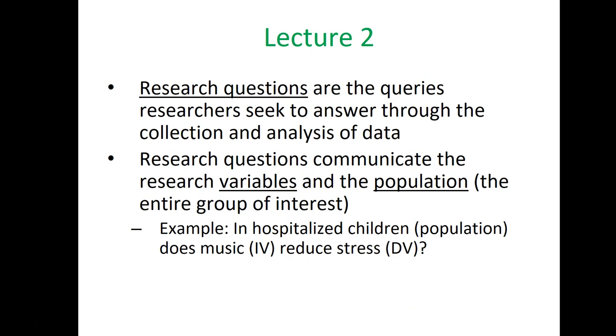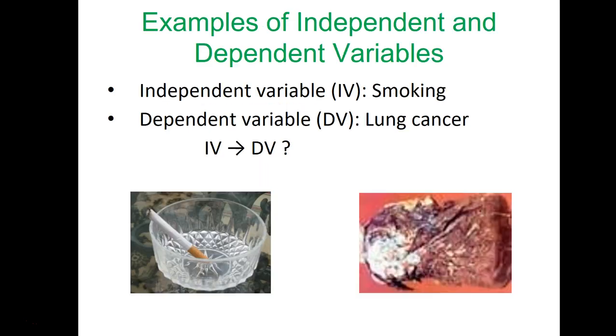Lecture 2, we talked about research questions, right? And we mentioned that there are variables in research questions, and these variables are the independent variable and the dependent variable. The independent variable is the thing that you are free to choose. The dependent variable is the thing that depends on the independent variable. So in this example, in hospitalized children, does music reduce stress? So you're free to listen to the music, it's independent, yes or no, but whether or not stress is reduced from listening to that music, well, that depends on the music. And that's the question we are trying to answer in our study.